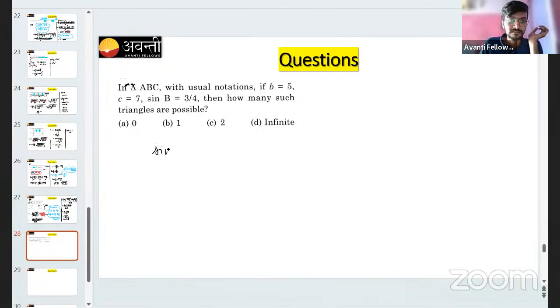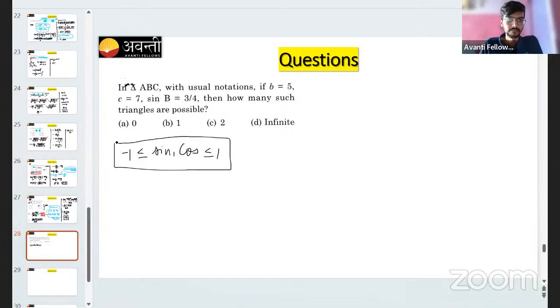sine and cos, we all know, always lie between -1 and 1. Now, here, what I'll do is, I'll check 3 things. Actually, 6 things. 3 things are enough, I guess. Sine A, sine B, sine C. I'll check these 3 things.